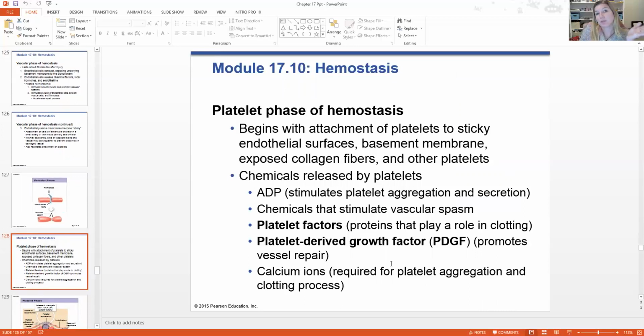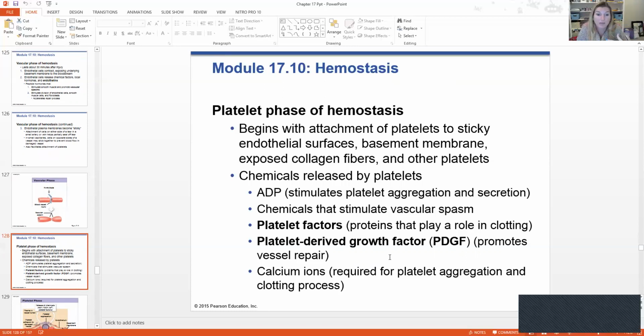So now we have our platelet phase. The vascular phase is really just about creating a sticky area for our platelets to conglomerate around and enlarging that space to kind of wash it out. Our platelet phase begins with those platelets beginning to attach to that sticky basement membrane. Those collagen fibers are going to allow for this kind of net or mesh almost for the cells to start sticking to as they're flowing by in the blood.